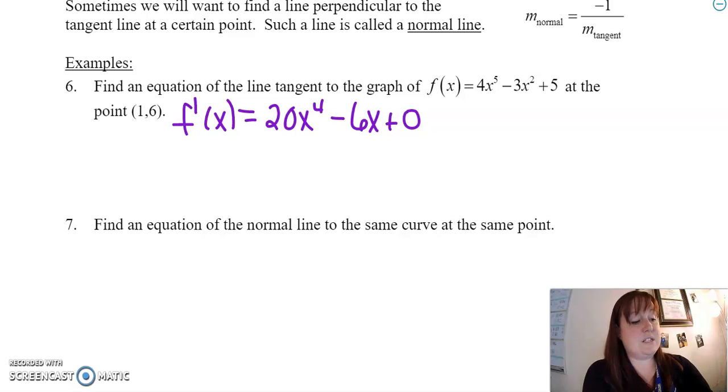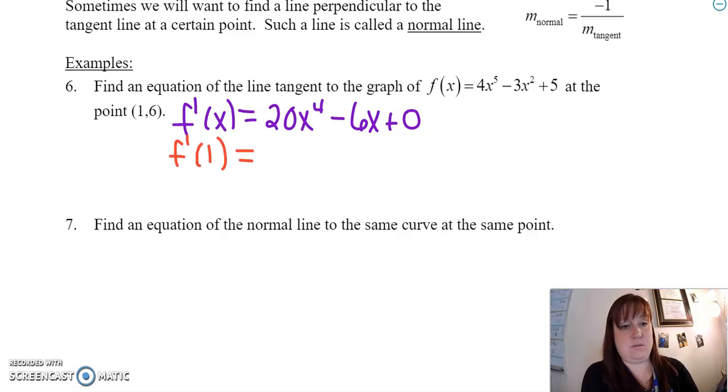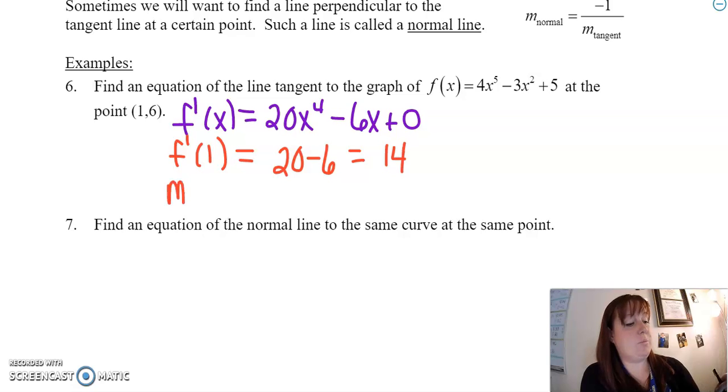Okay, and then I need to find the slope. That's a function, right? That tells me at any given point what the slope is. But I need to know the slope at this specific point. So I need to find f prime at 1. So what is the slope when x equals 1? Well, it would be 20 minus 6, which is 14. So the slope of the tangent line, remember m represents slope, and I put a little tan there, is 14.